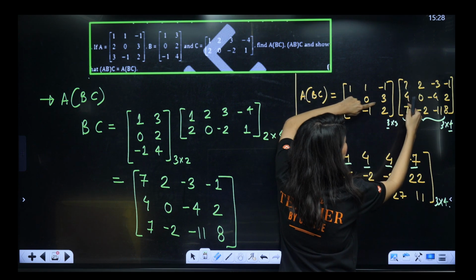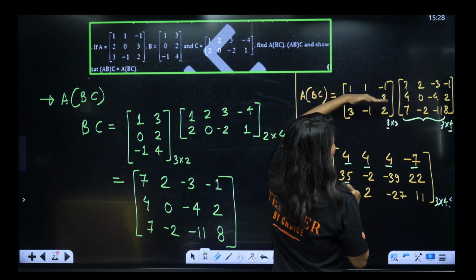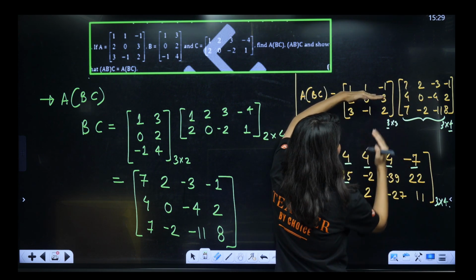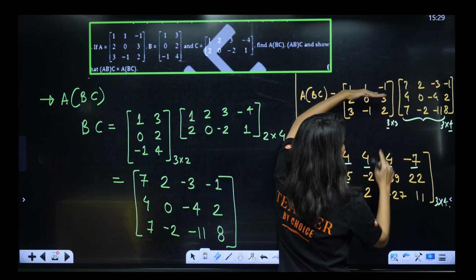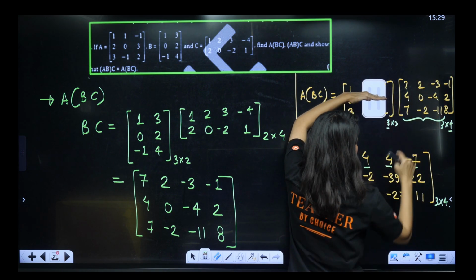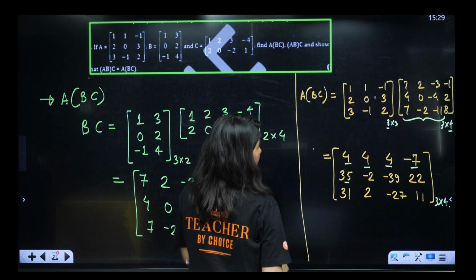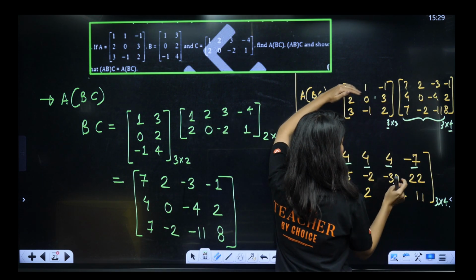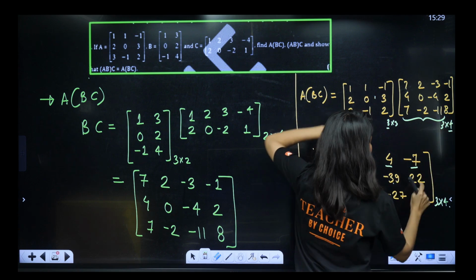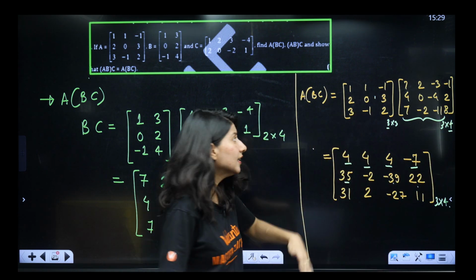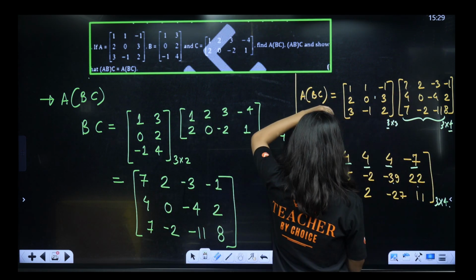7 2s are 14, then 0, then 21, 35. So row 2, column 1 here. Row 2, column 2 here. Row 2, column 3 here. Oops. Hold on. I have deleted something. Yes. Row 2, column 3 here. Row 2, column 4 here. Done.